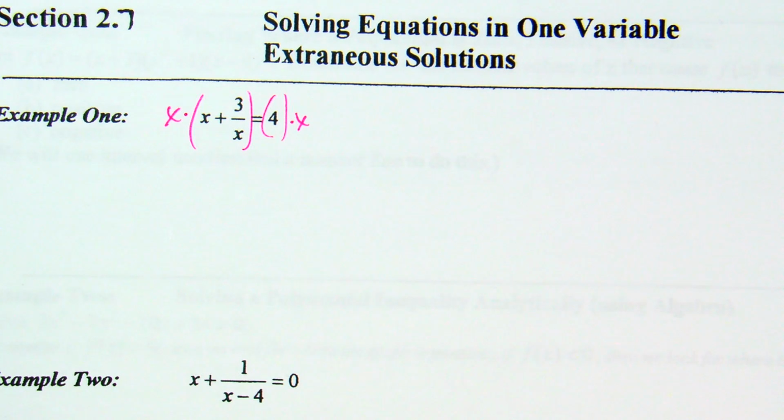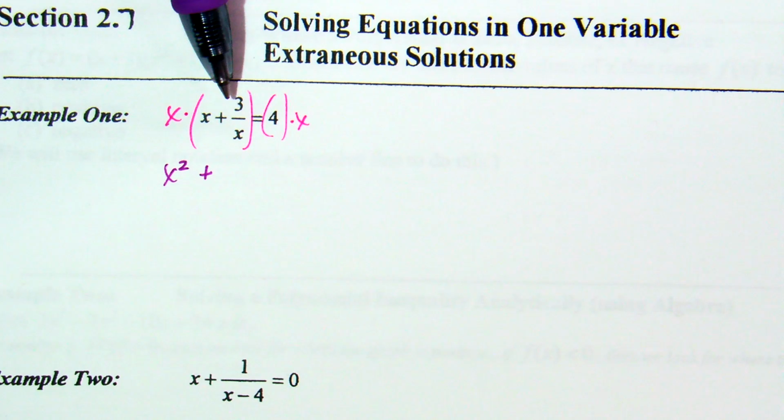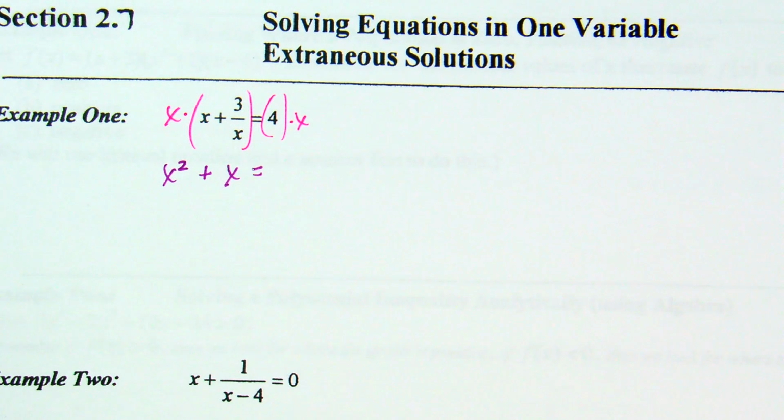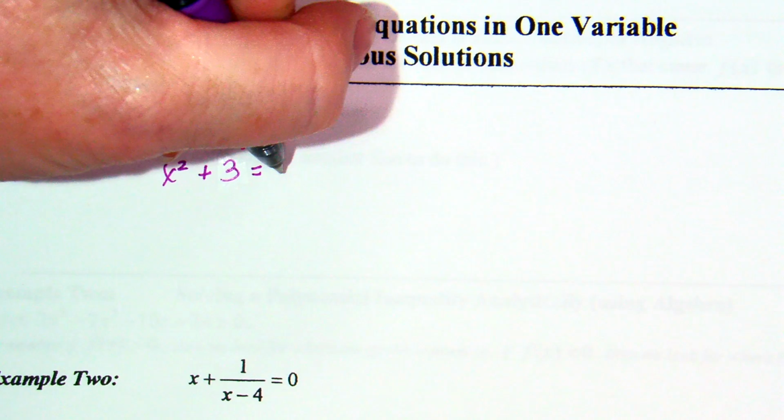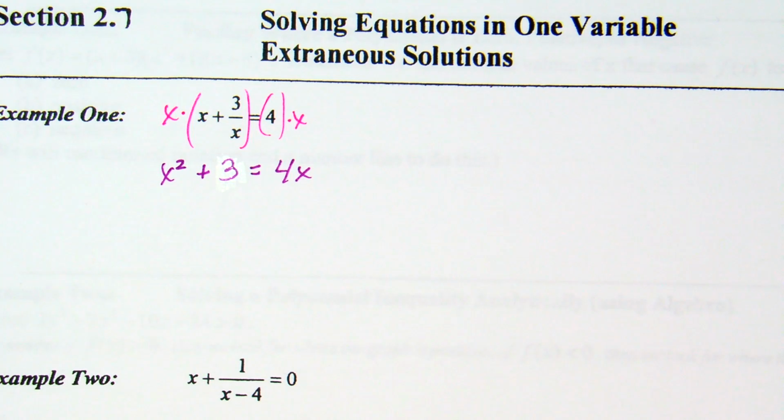On the left, this x needs to distribute. So x times x is x squared plus, what's x times 3 over x? 3, because the x's will cancel. X on top cancels with x on bottom. Okay, so we said that was 3. There we go. On the right, 4 times x is 4x. Okay, we got rid of the fraction. We got rid of that distraction.